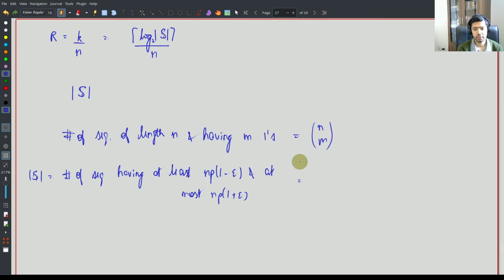What is this going to be equal to? So you already know this. You want to find the total number of sequences having at least np(1 - epsilon) and at most np(1 + epsilon). I don't expect you to give a closed form expression, but whatever.